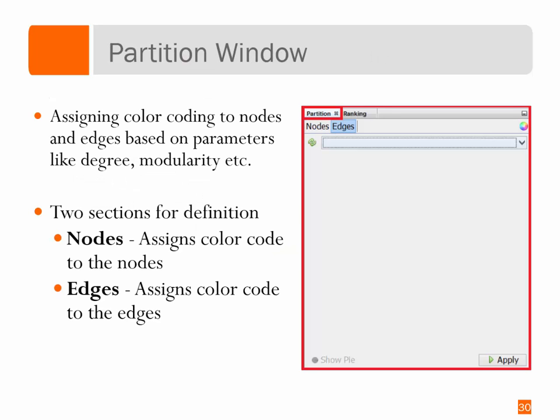Moving on to the partition window. So in the partition window, as you recall, we will have defined our nodes as well as our edges, and then we can go in and assign different color codes to our nodes as well as the edges. And what we're doing here in the partition window is assigning color coding to nodes and edges based on parameters like their degree, modularity, several of the things that we just discussed.